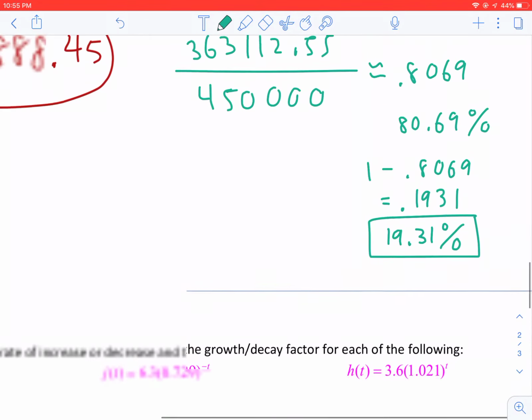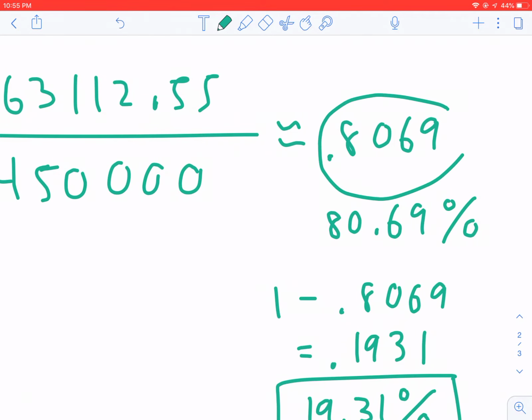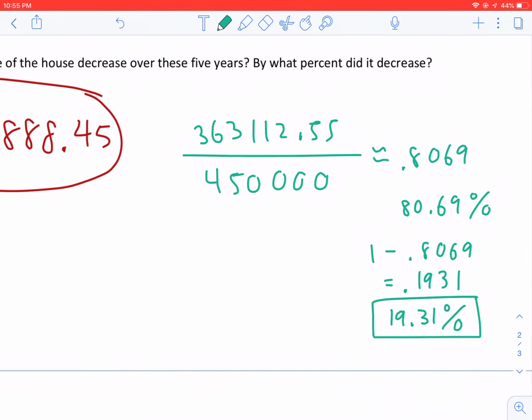All right, this 0.8069 is not the percent decrease. It is the percent of the original price it was. It decreased by 19%, or about 20.